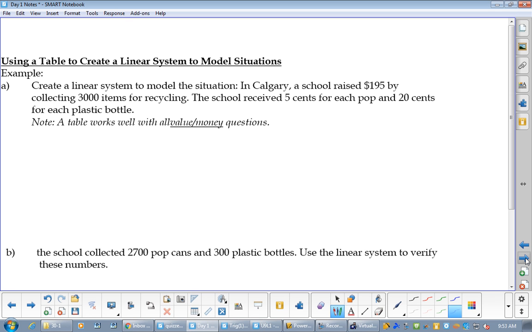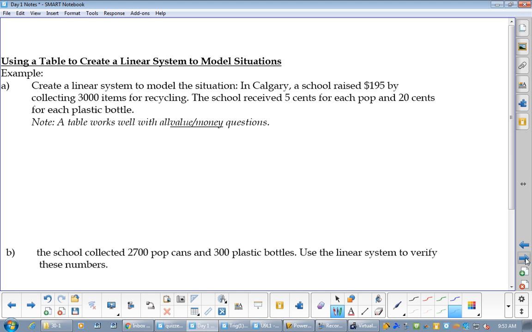Create a linear system to model this situation. In Calgary, a school raised $195 by collecting 3,000 items for recycling. The school received 5 cents for each pop and 20 cents for each bottle.